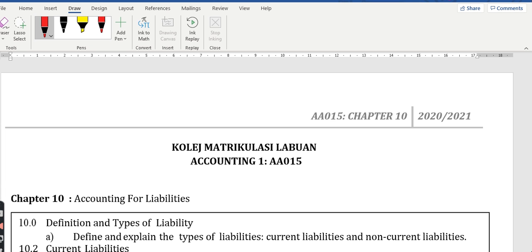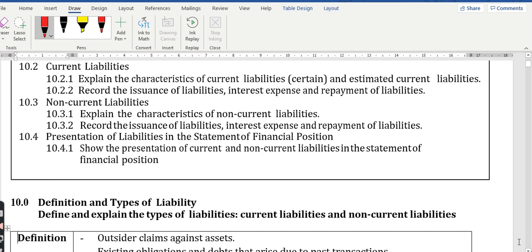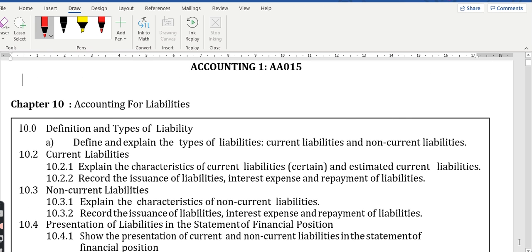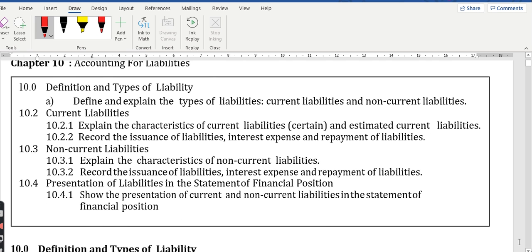Okay, for chapter 10, we're going to learn about accounting for liabilities. As you can see here, these are the learning outcomes for chapter 10. We're going to go through the definitions and types of liabilities. You have two types of liabilities: one is current liabilities and the other is non-current liabilities. And then we're going to explain the characteristics of these liabilities.